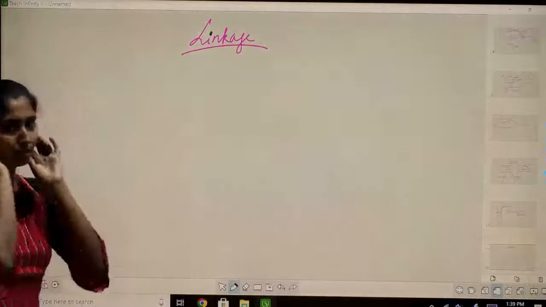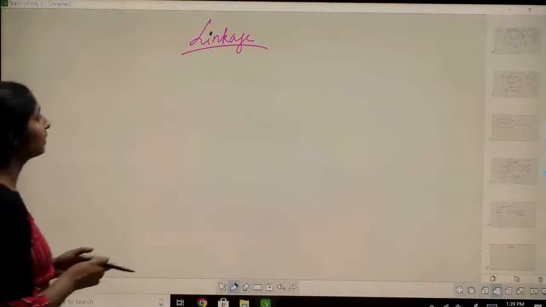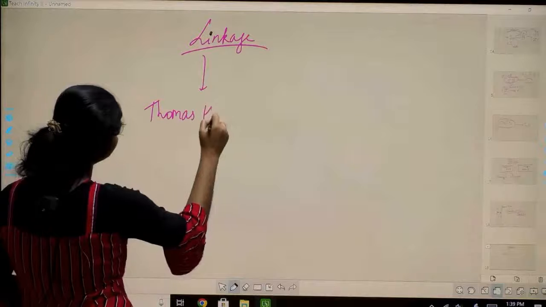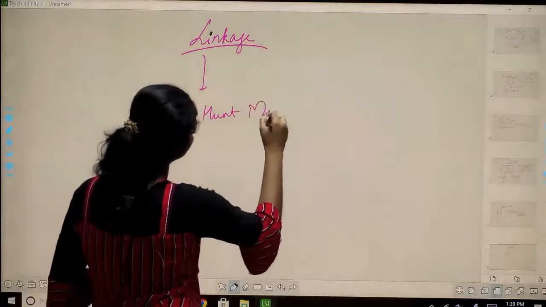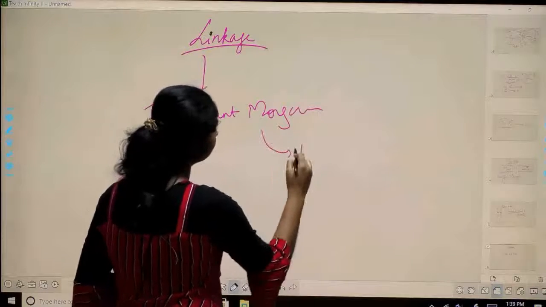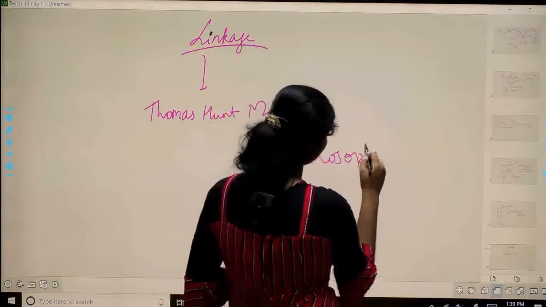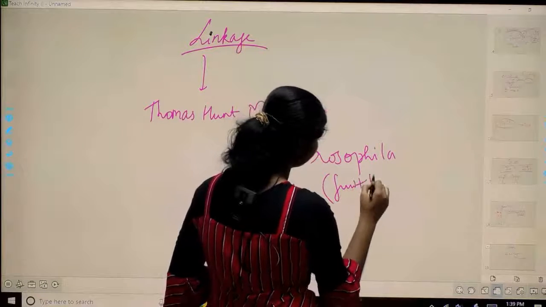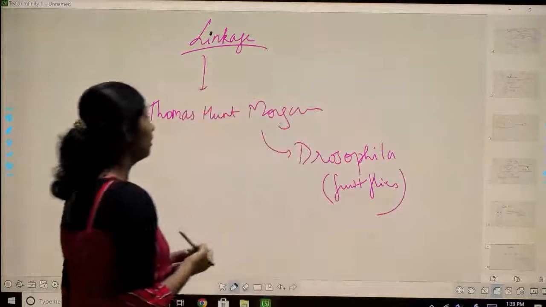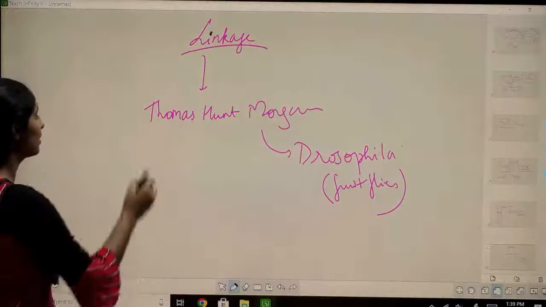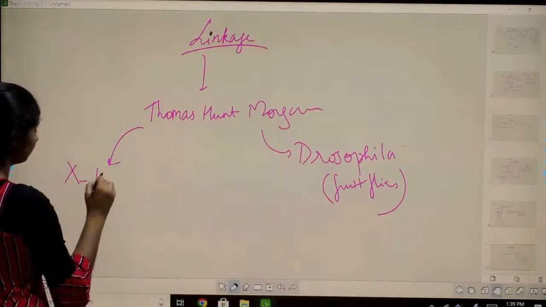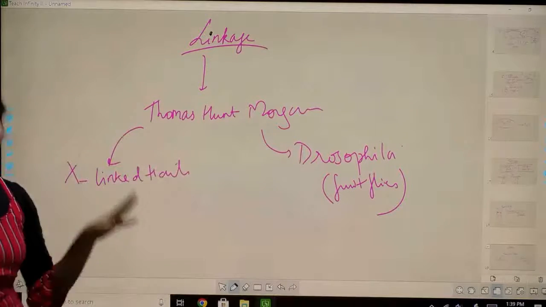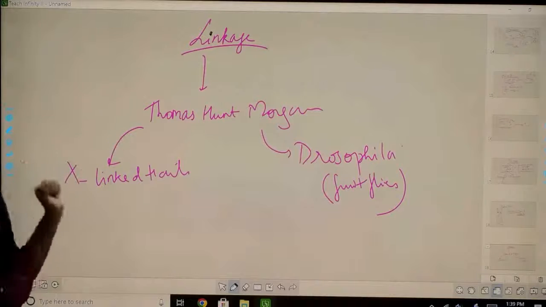Now let's come to the concept of linkage. The concept of linkage was given by Thomas Hunt Morgan. He was studying Drosophila, what we call as the fruit flies, Drosophila melanogaster. Now Thomas Hunt Morgan was studying X-linked traits in Drosophila when he stumbled upon linkage. Now what is linkage?